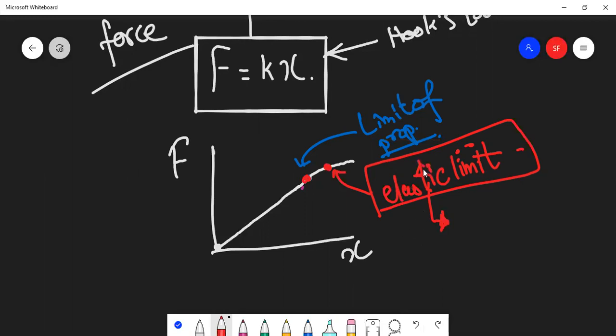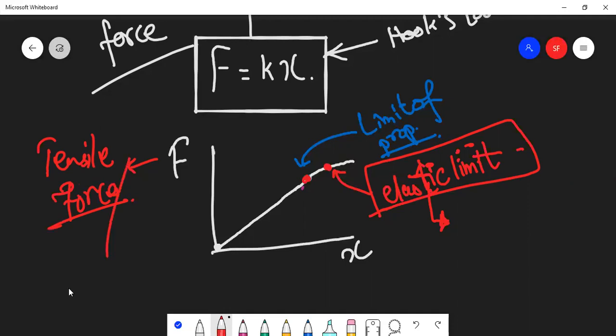Were you asking something about the tensile strength? I was asking whether this was tensile strength. This is the tensile force. It can be tensile force or it can be compressive force as well. Tensile means that force which leads to an increase in length, and compressive means that force which decreases the length.